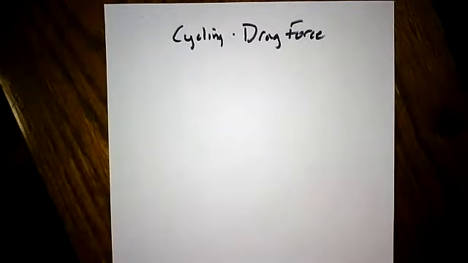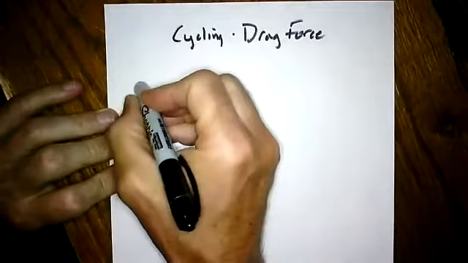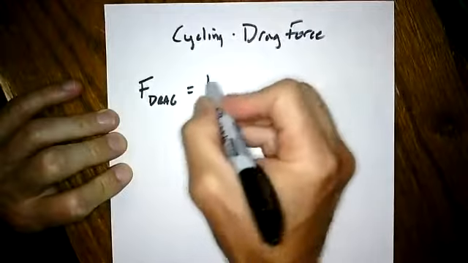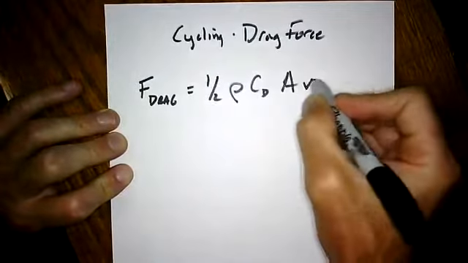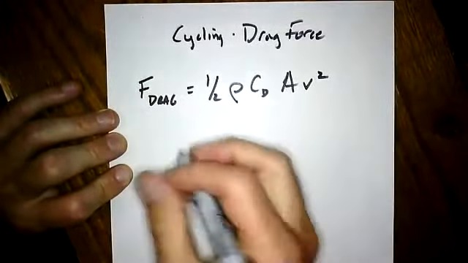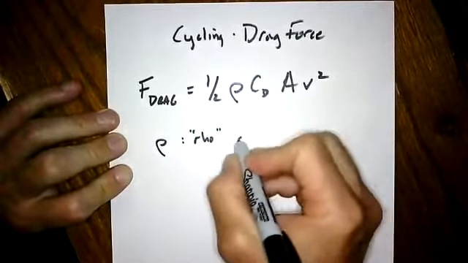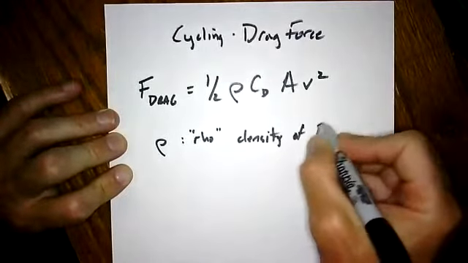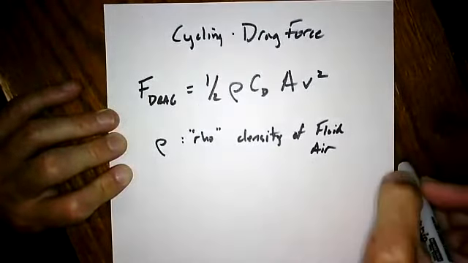All right, let's talk specifically about drag forces during cycling. So we'll use our general equation for drag force from fluid dynamics, 1/2 rho CDA V squared. You should know these parameters. Rho, density of the fluid. In this case, we're talking density of air, specifically.